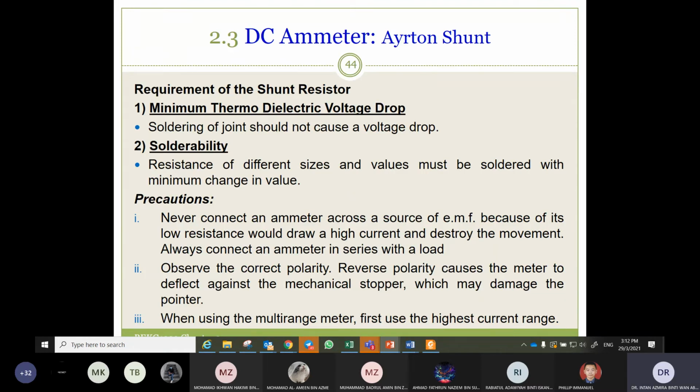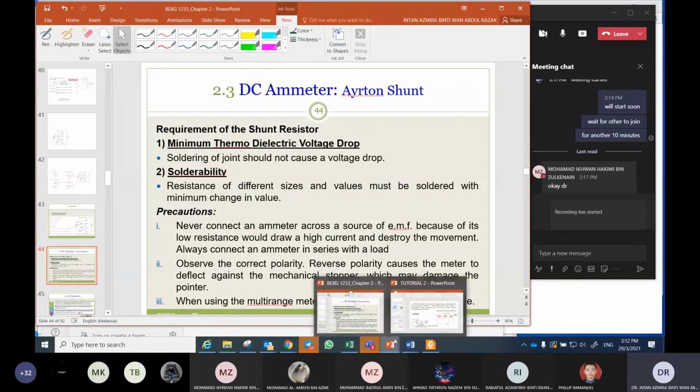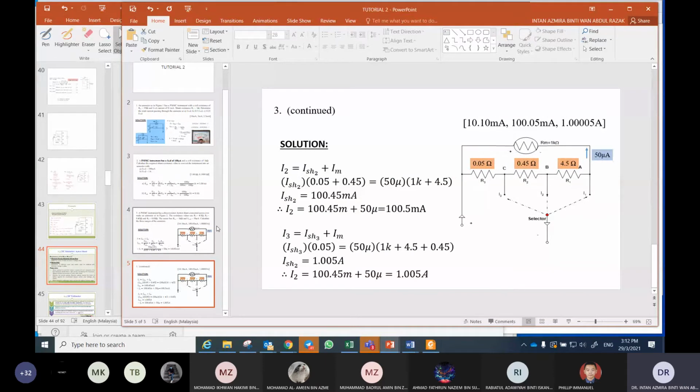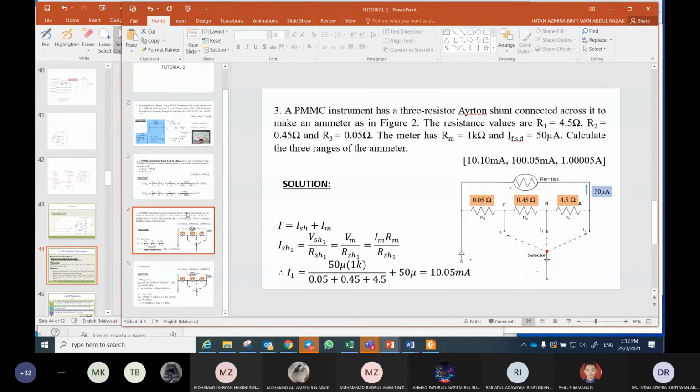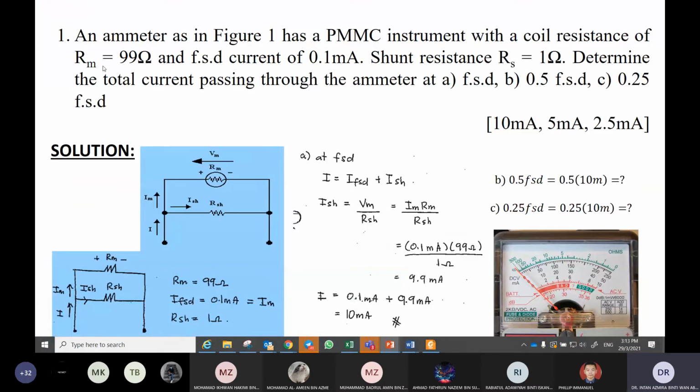Okay, now we go to tutorial. Tutorial 2, number 1 until number 3 can be solved today. The rest is for the next subtopic. The questions can be downloaded from Microsoft Teams. Okay, this is number 1. An ammeter as in figure 1.